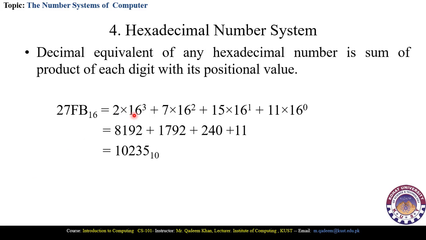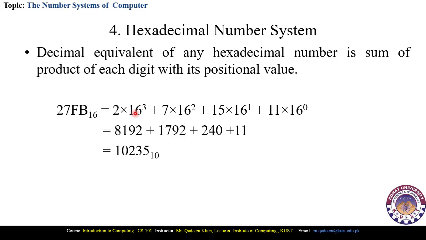Now we will compute these values. 16 power 3 means 16 multiplied by 16 multiplied by 16. And 16 power 2 means 16 multiplied by 16. And 16 power 1 means just 16. And 16 power 0 means 1. So 1 multiplied by 11 is 11. Similarly, 15 multiplied by 16 is 240. This is 792, which is the computation of this expression. And 8192 is the computation of 2 multiplied by 16 power 3.